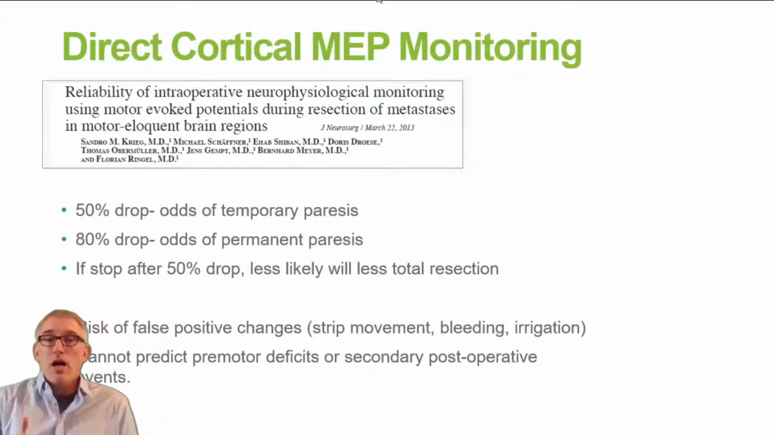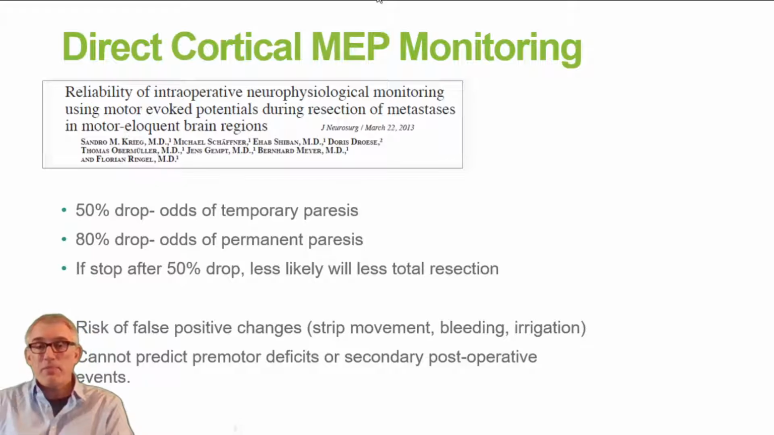But I really want to advocate for direct cortical MEP monitoring. After phase reversal is performed, we can run MEPs through the strip with no patient movement and continually assess function through the strip. And there have been a few papers that have shown that if there's a 50% drop in those direct cortical MEPs, the odds of temporary paresis have increased. And if there's an 80% drop, there's a significant likelihood of temporary paresis and even possible permanent paresis or plegia.